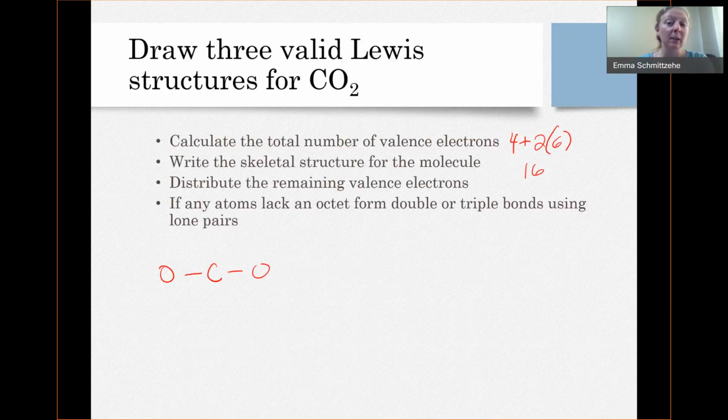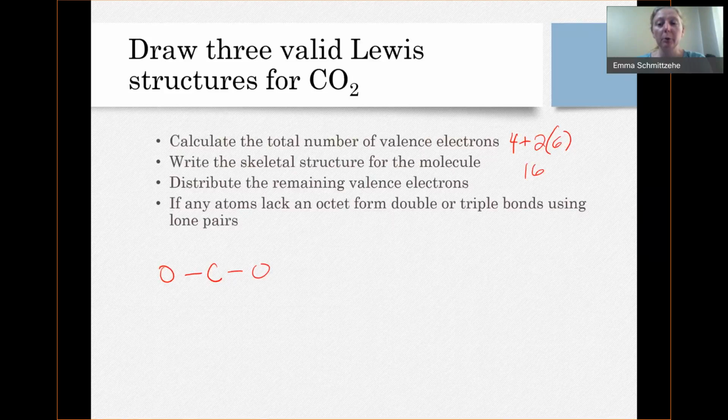Also, carbon's less electronegative than oxygen. And oxygen is one of those elements that typically only will be in the center if it's with hydrogen or fluorine, so if it's kind of forced to be there. Okay, so now we have our skeletal structure.